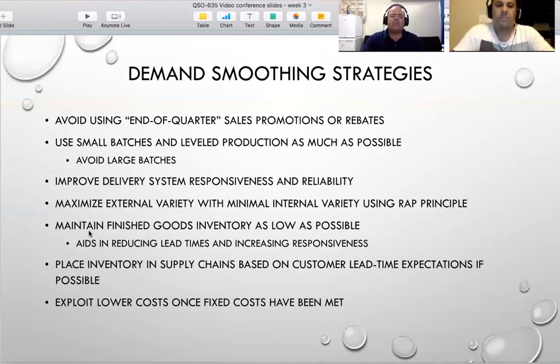So maximize external variety with minimal internal variety using the RAP. This is the principles of postponement. And basically, one of the strategies that you could use is to reduce the amount of paths going through your production by modularizing certain things.